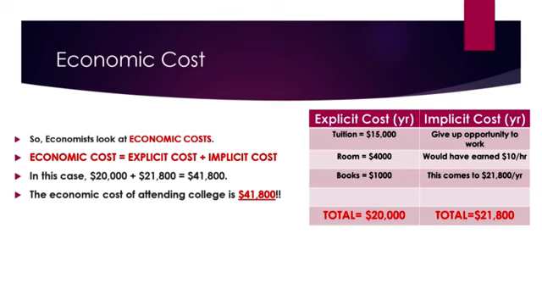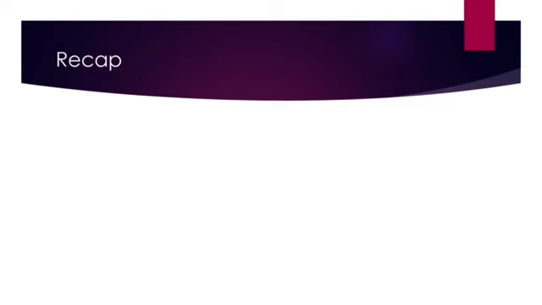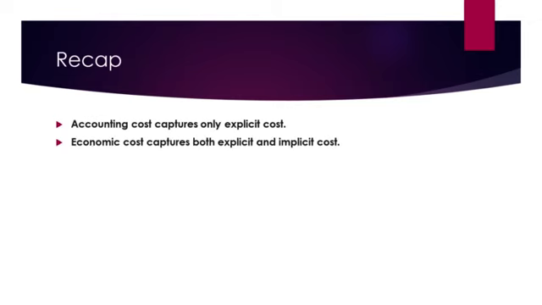So the economic cost of going to college is $41,800. But let's remind ourselves, the accounting cost of going to college we calculated as $20,000. So everyone see that we're going to get a very different number, assuming that our opportunity cost is sizable. So economic cost of attending college, $41,800. Accounting cost, $20,000. So let's quickly recap. As we've said, accounting cost captures only our explicit cost, whereas economic cost captures both our explicit and our implicit costs.